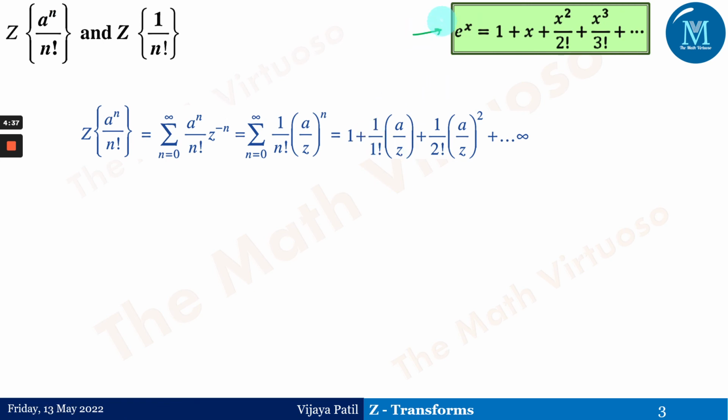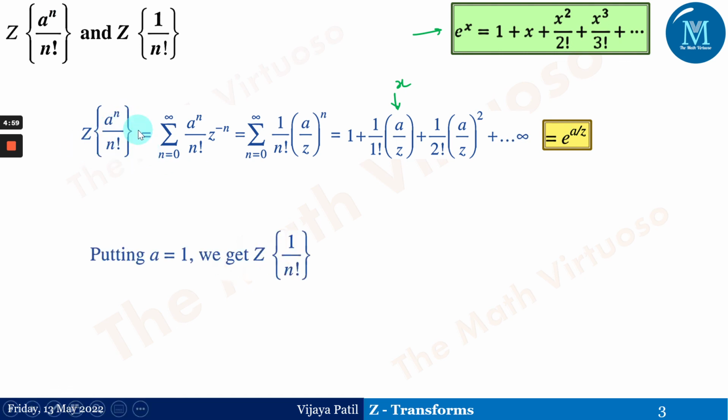Again, if you observe, e to the power x is a Maclaurin series or standard expansion as 1 plus x plus x square upon 2 factorial and so on. Observing this series, we can write it as e to the power a by z, because here a by z is the value of x. So e to the power a by z is the Z transform of a to the power n upon n factorial.